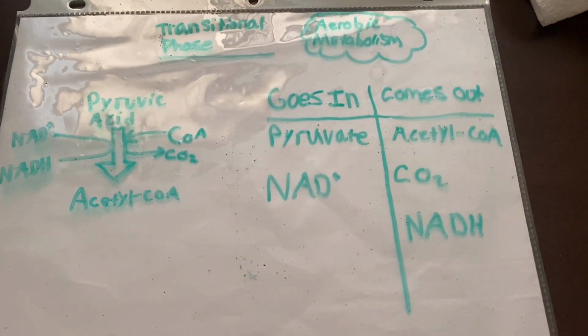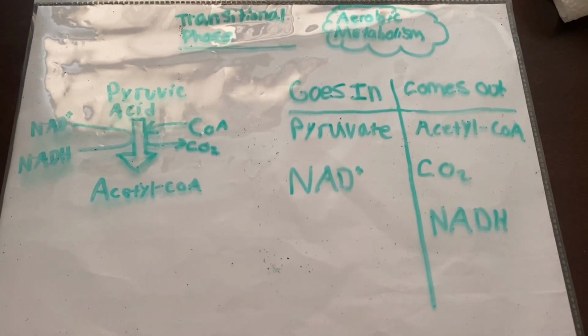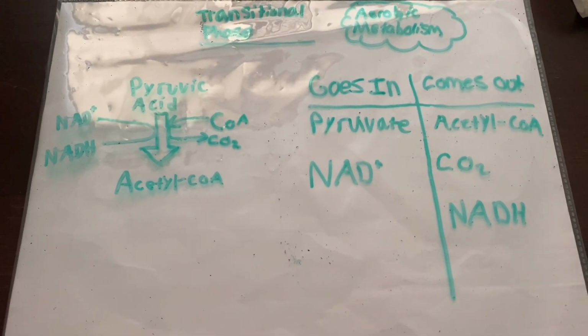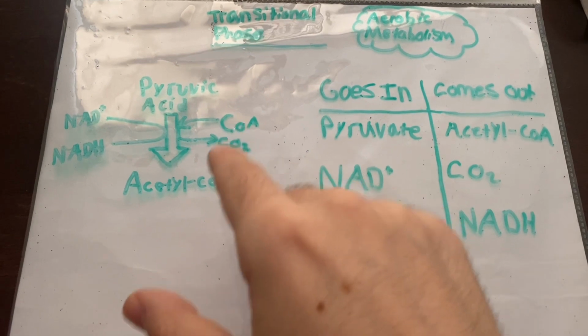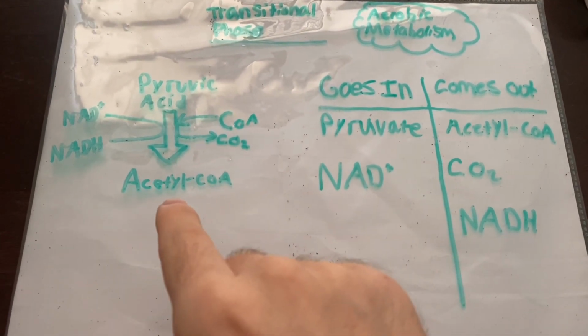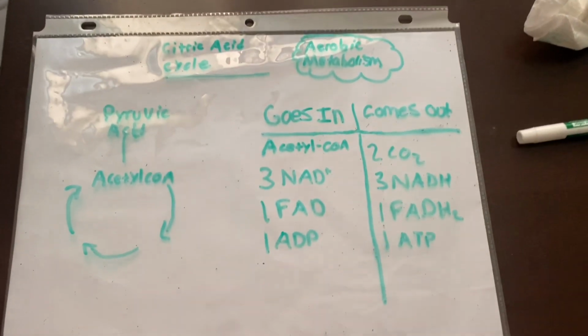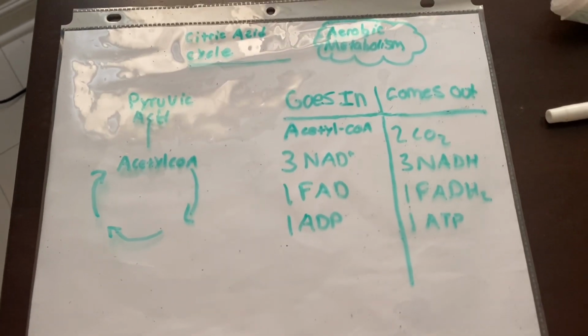Okay, so moving on to the transitional phase, this occurs in the mitochondrial matrix. What goes in is a pyruvate and an NAD. What comes out is an acetyl-CoA, CO2, and NADH. The coenzyme A right here doesn't connect with the CO2, it connects to the acetyl-CoA at the end. And also just to clarify, the glycolysis and the transitional phase, those two have not been aerobic.